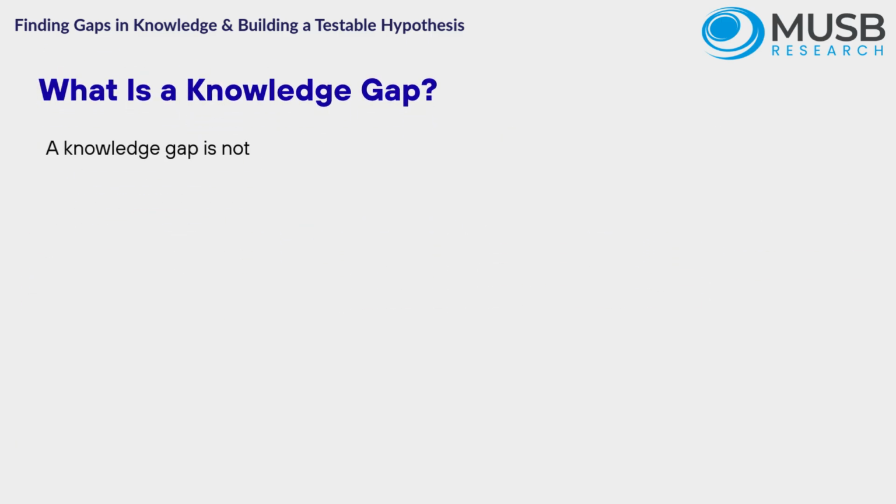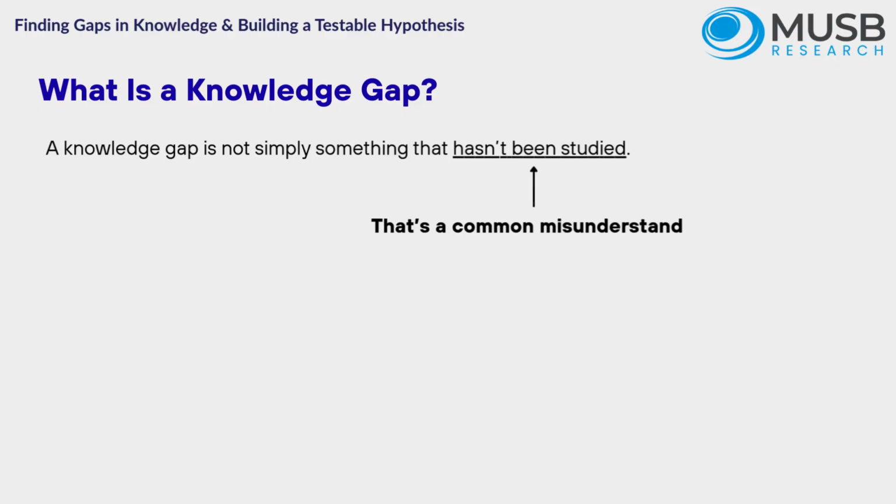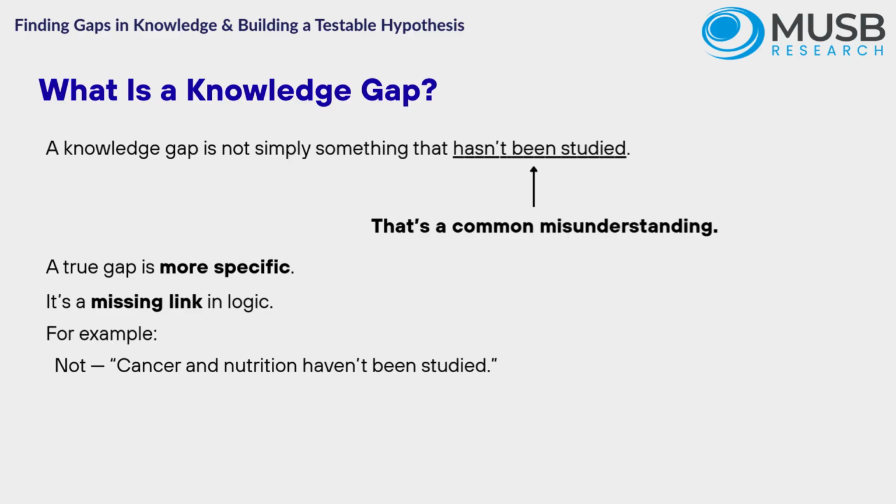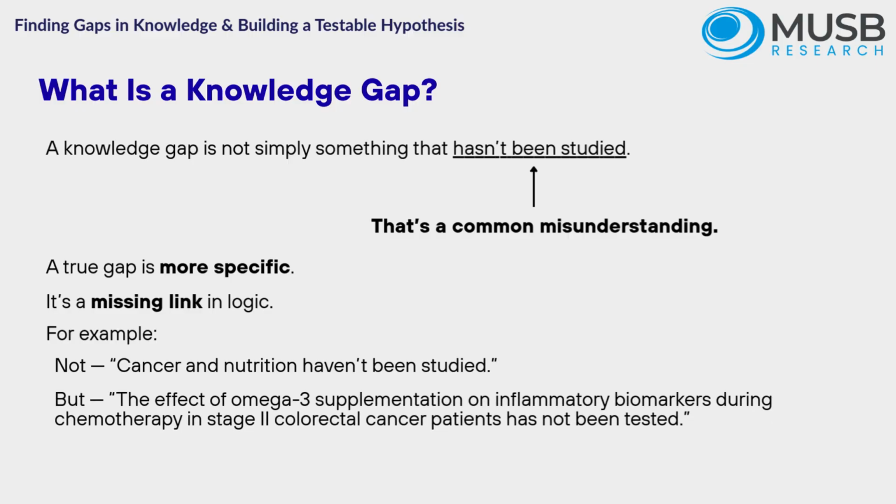A knowledge gap is not simply something that hasn't been studied. That's a common misunderstanding. A true gap is more specific. It's a missing link in logic. For example, not "cancer and nutrition haven't been studied," but the effect of omega-3 supplementation on inflammatory biomarkers during chemotherapy in stage 2 colorectal cancer patients has not been tested. See the difference? Specificity creates opportunity.